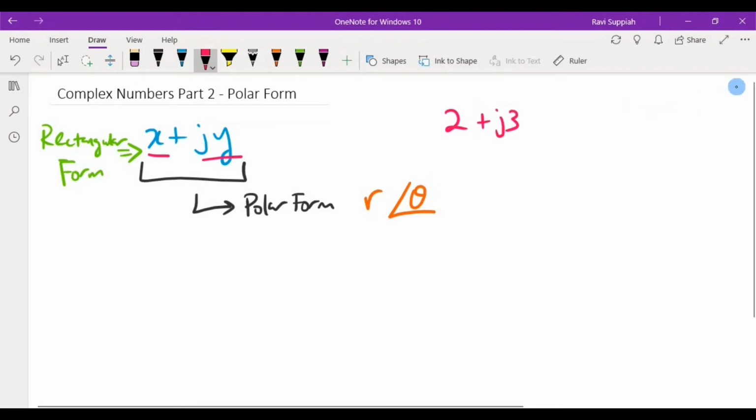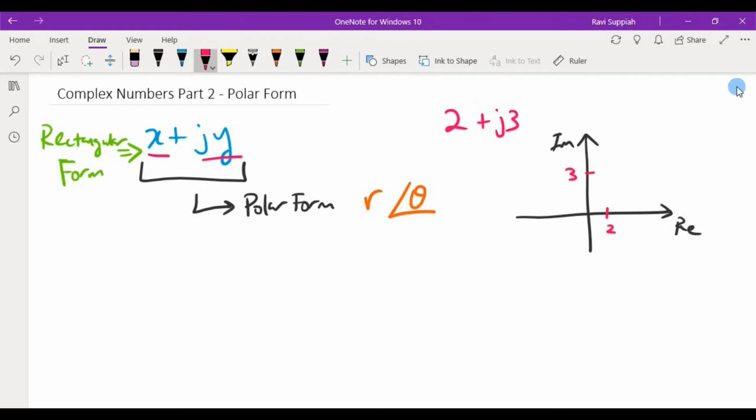How would you draw this in the complex plane? So you have your real axis and your imaginary axis here. 2 is the real part, so 2, and j3, so 3 will be here. So the complex number would be drawn like this.